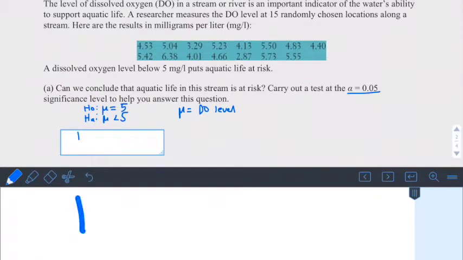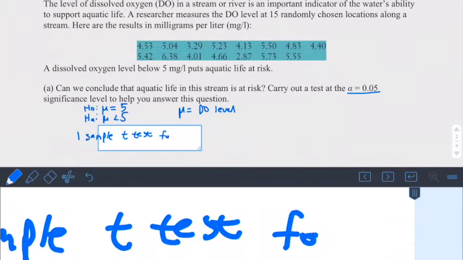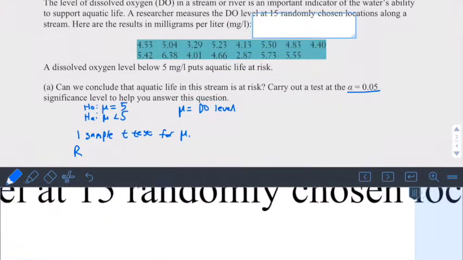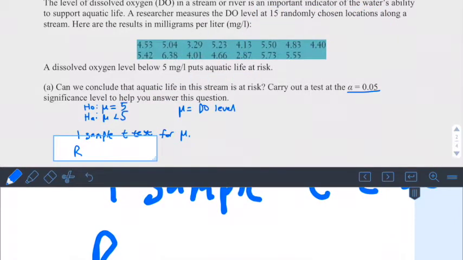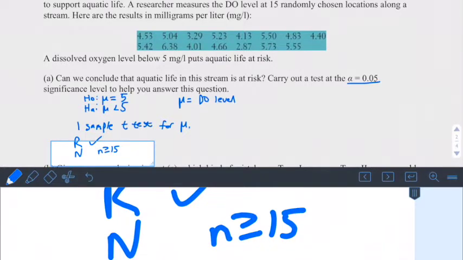so we're going to run a one sample t-test for the mean DO level. We're going to check our conditions. We have randomly chosen locations, so we have a random sample. Our normal condition, n is greater than or equal to 15. So remember that means that we are looking at the distribution and we need it to not have any major skewness or outliers. So we need to put that data in our calculator.